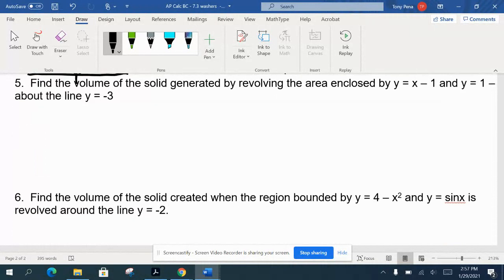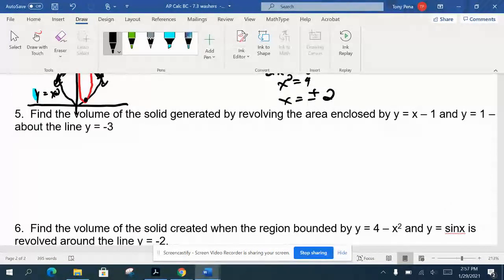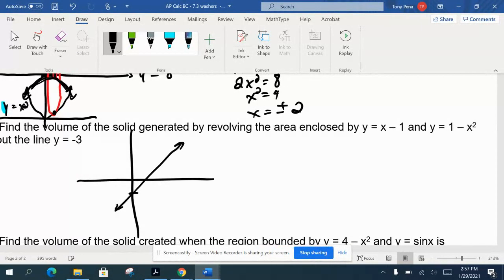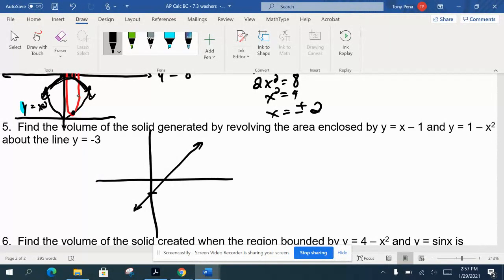All right, number 5. What we got? y equals x minus 1. I don't think you have to worry about where you draw this one. So we have a negative 1: y equals x minus 1, and then y equals 1 minus x squared. So vertex at 1, parabola opens downwards. Extend this.